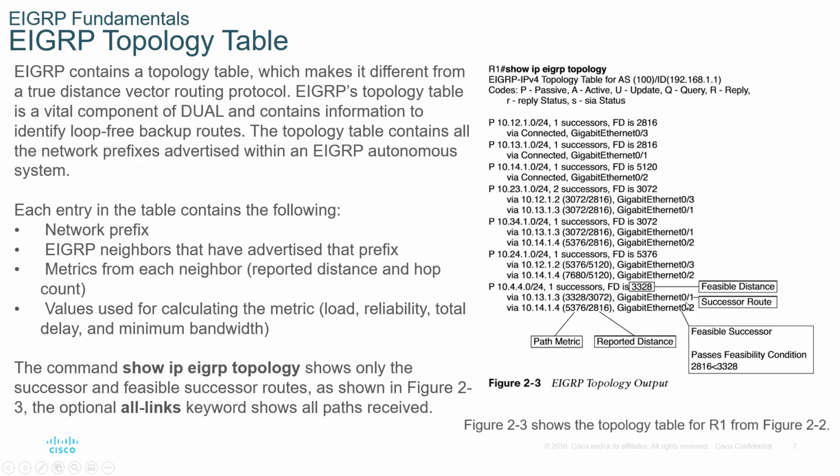Our feasible successor, the next best route, is via this device, and as you can see, the metric is higher than the primary at 5376, and the reported distance is 2816. So you can see there that the reported distance is below our calculated distance. Okay, so there's our feasibility condition: the reported distance is lower than our calculated distance.